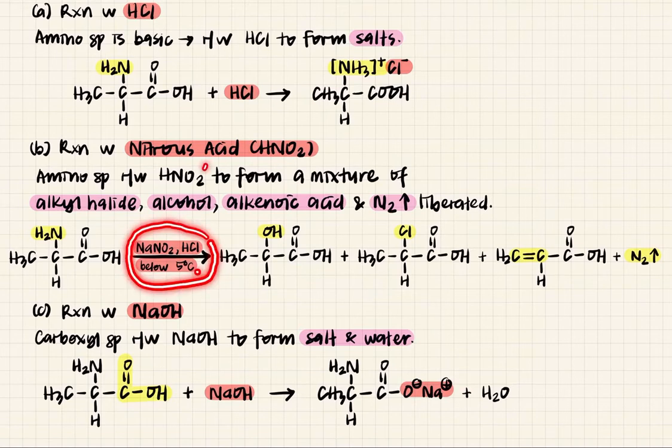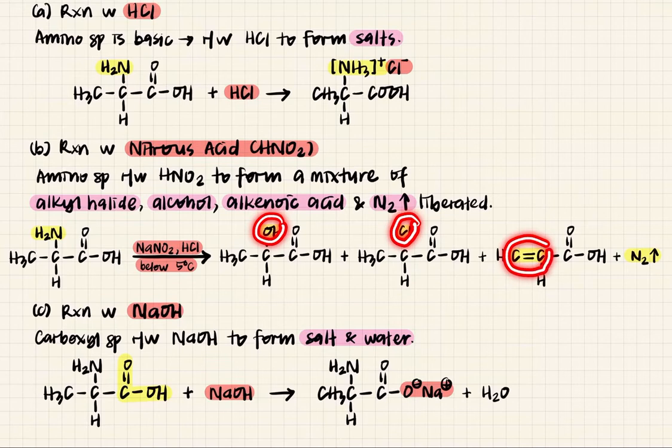Okay, kita tak boleh guna HNO2 terus because HNO2 does not exist on its own because it's very reactive. So kita guna ni, okay, as our reagent and condition. And so you will form 1, 2, 3, 4 products. Okay, so gantikan je NH2 tu dengan OH, Cl. Lepas yang ni, part sini, awak dapat alkene dengan nitrogen gas.